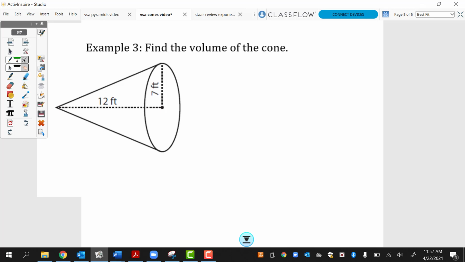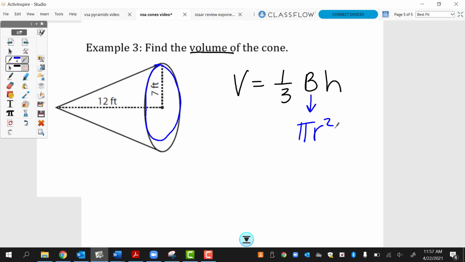Finding the volume. So the volume, oh, that's what I'm looking for. So I'm writing the formula 1/3 big B times H. What are we supposed to use for big B? Oh, well, our base is the circle. We're supposed to use pi r squared. So here we go. What's my radius this time? I'm seeing it's the 7 right there. And my H, my regular height, not slant height, is right here. That's going to be 12. So I just got to plug the stuff in.